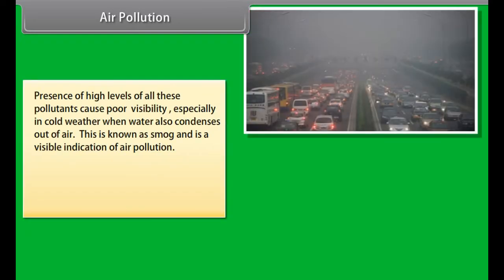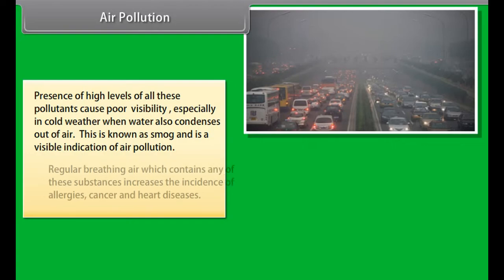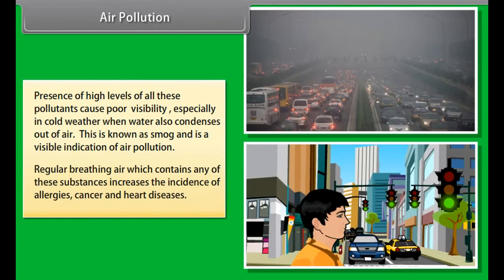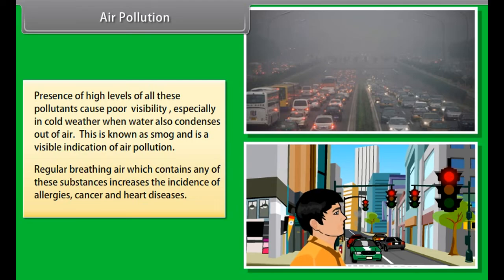Presence of high levels of all these pollutants causes poor visibility, especially in cold weather when water also condenses out of air. This is known as smog and is a visible indication of air pollution. Regularly breathing air which contains any of these substances increases the incidence of allergies, cancer and heart diseases.